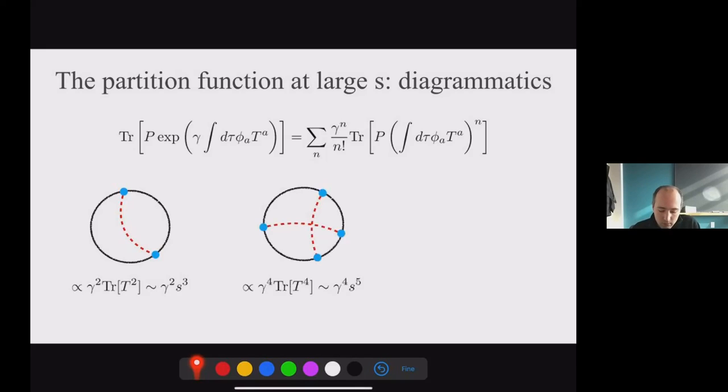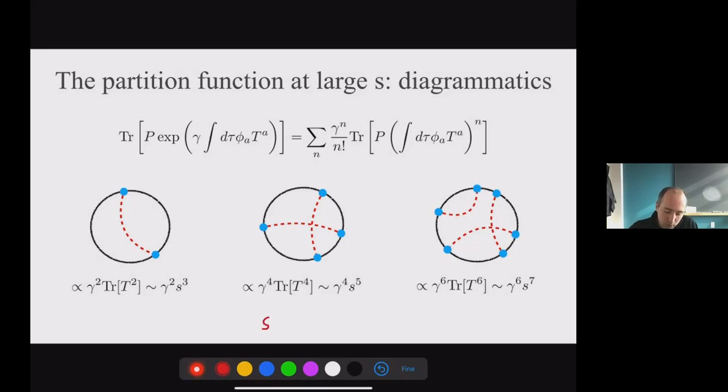Subleading order, you find something which goes like the coupling to the fourth power and s to the fifth by the same argument, just roughly counting, not computing. And so forth, so on, then gamma 6 s to the 7. So you might be tempted to conjecture. So first you see that higher and higher orders have higher powers of s. So perturbation theories cannot be trusted in the large S limit.